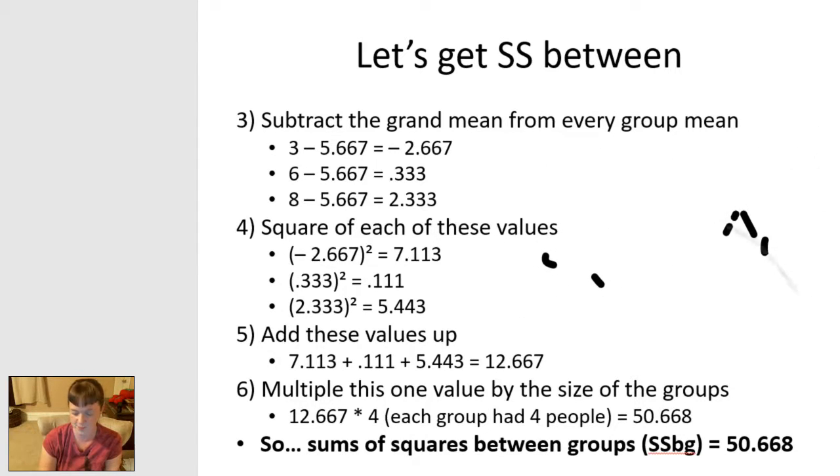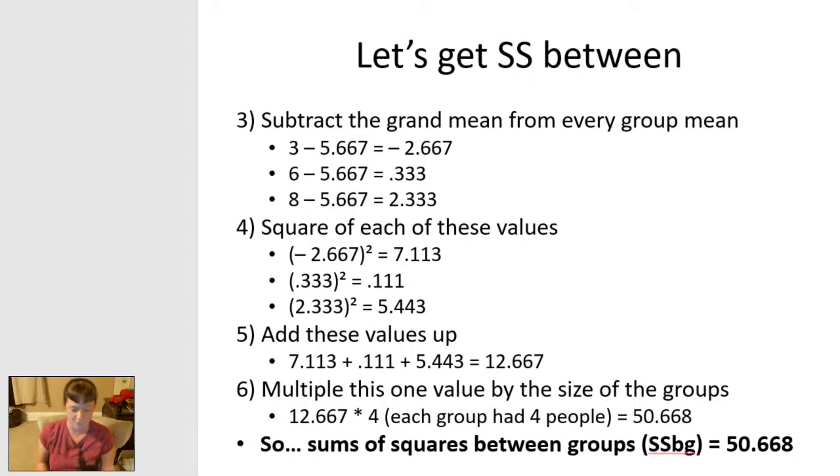So I'll do that. I take 3 and I subtract 5.667. I take 6 and I subtract 5.667. I take 8 and I subtract 5.667. To get negative 2.667, positive 0.33, positive 2.333. I'm going to square those values now. 2.667 squared is 7.113. 0.333 squared is 0.1111. 2.333 squared is 5.443.